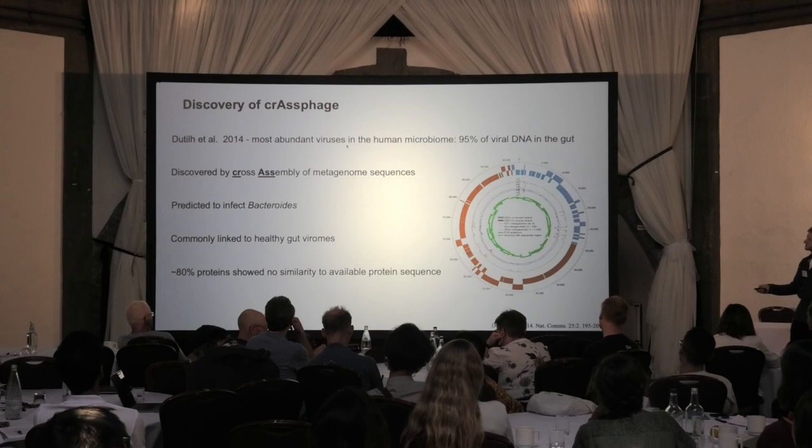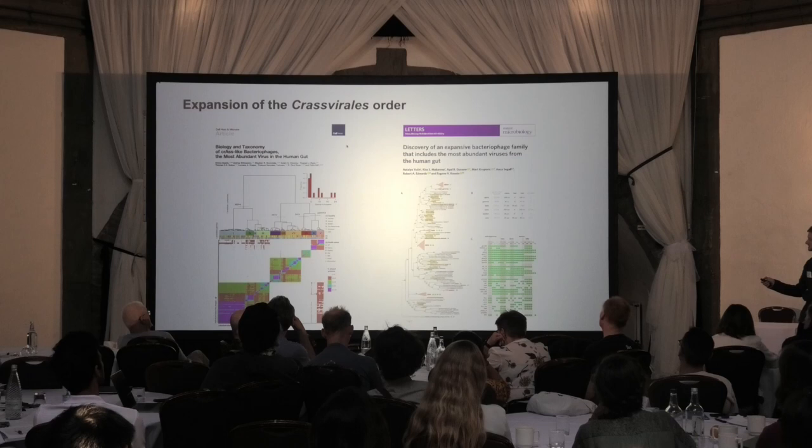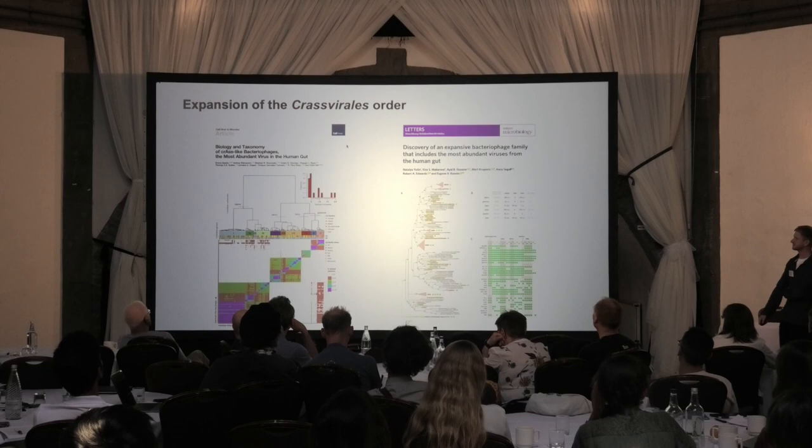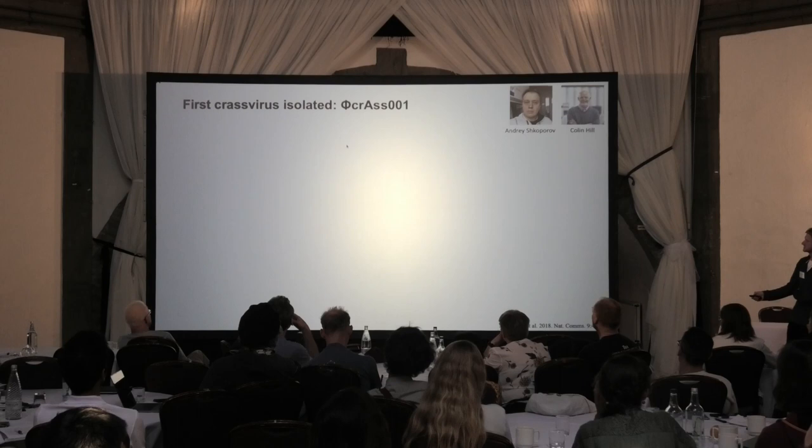And so for a while it was somewhat of an orphan, but then other groups, particularly these two studies, but also others, Andrew Graham and Colin Hill's lab, and also in New Zealand Julian's lab, they set about expanding these new viruses into an order now called crassvirus. So we had hundreds, or maybe thousands of these sequences, but we didn't really know what crassvirus was because there weren't any isolated.